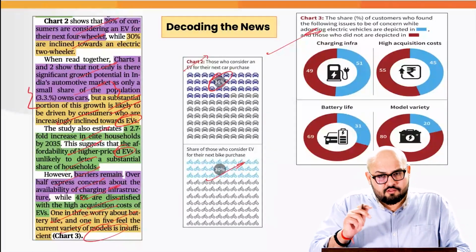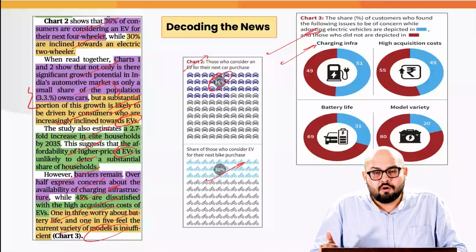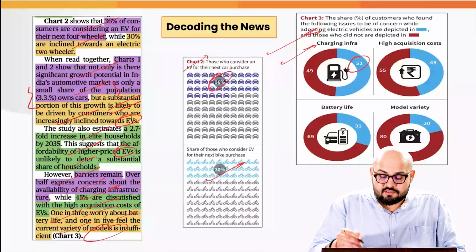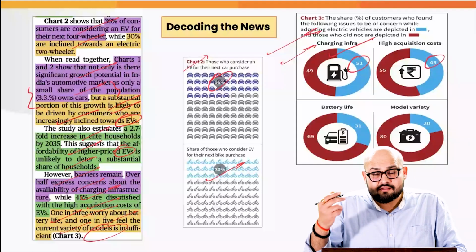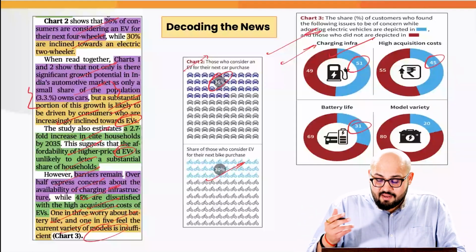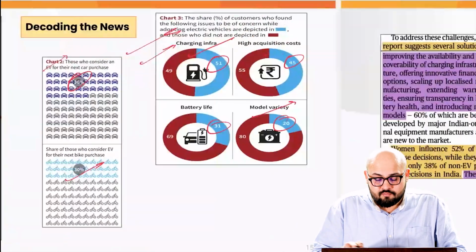For their two-wheelers, it's only 30%. Then we have people who are concerned with different issues. For example, almost 51% are concerned with the charging infrastructure, 45% with the high acquisition cost of the electric vehicles, 31% with the battery life, and 20% with the model variety.